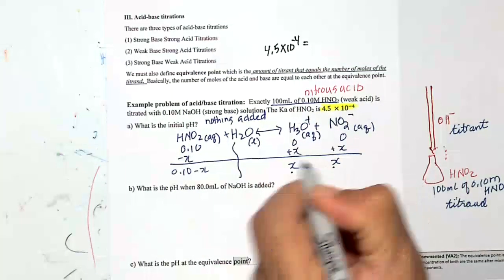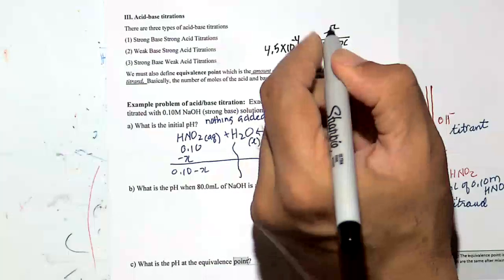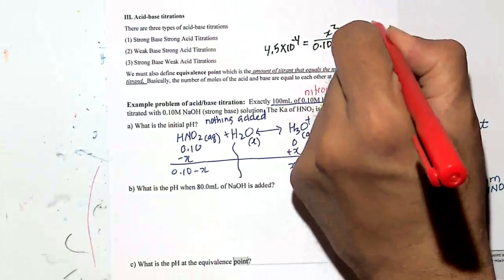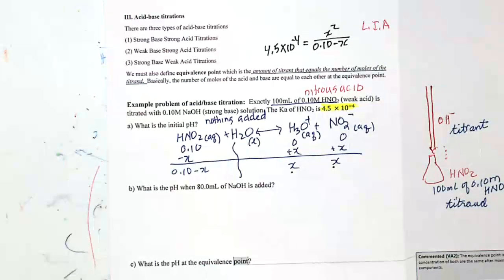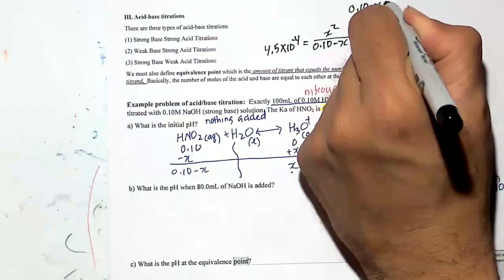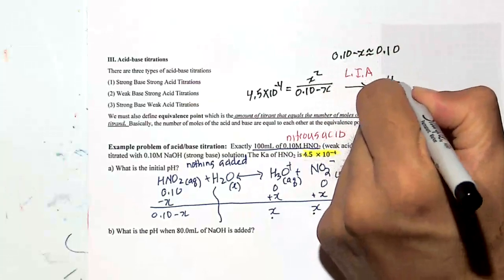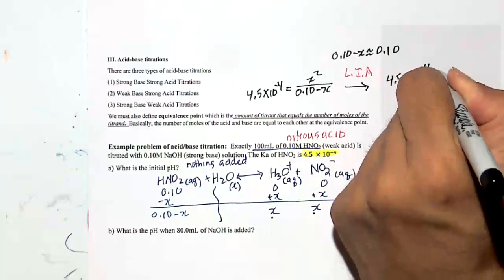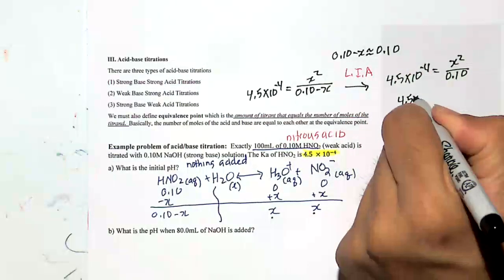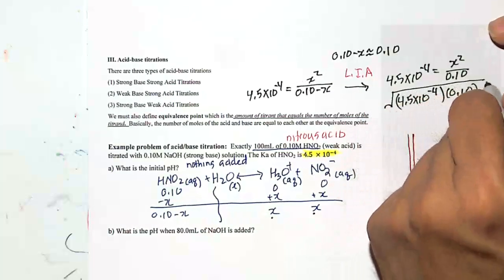Okay, this is going to equal x squared divided by 0.10 minus x. We assume x is small. This is called the low ionization assumption, LIA. So because of the low ionization assumption, we assume 0.10 minus x is about 0.10. So 4.5 times 10 to the minus 4 equals x squared divided by 0.10, and I'll just complete this off here. Equals x.